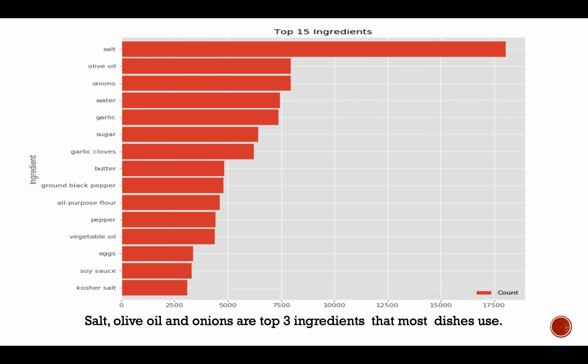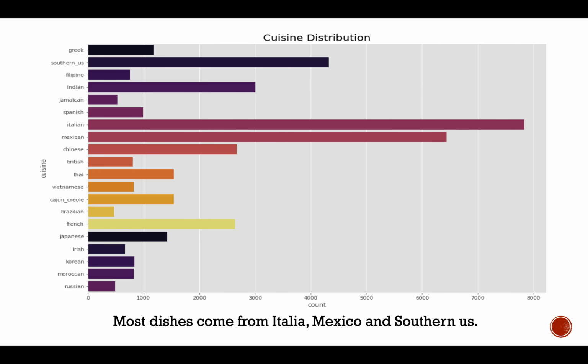Then, we try to find the ingredients which are used in most dishes and draw a bar chart of the top 15 ingredients. Salt, olive oil, and onions are the top 3 ingredients that most dishes use. Thirdly, we want to find the cuisine distribution across countries and find that most dishes come from Italy, Mexico, and southern US.